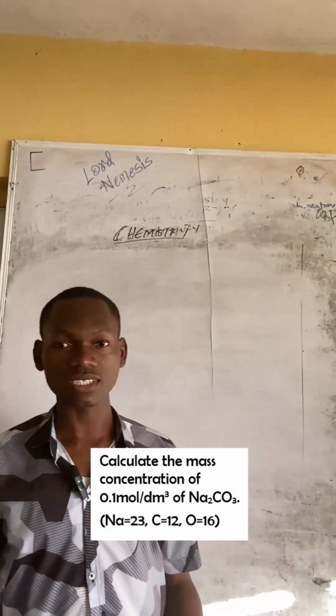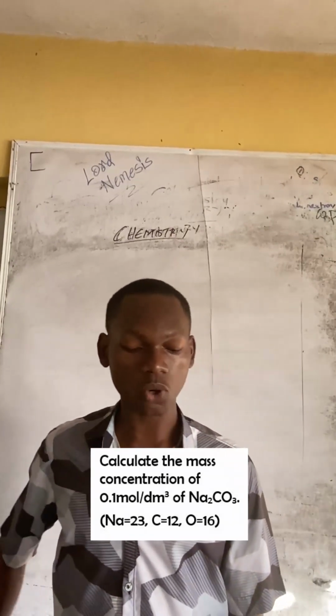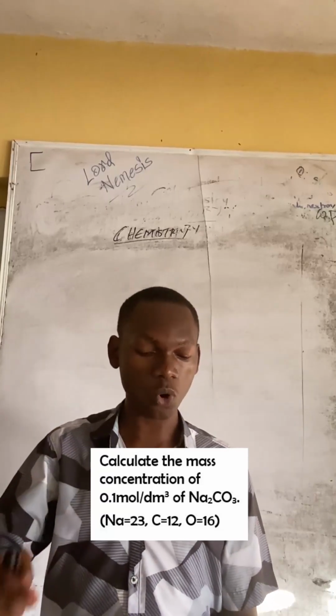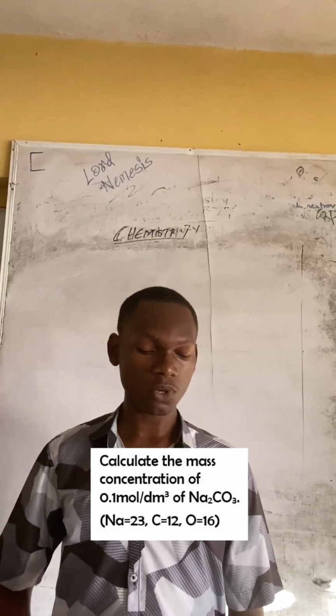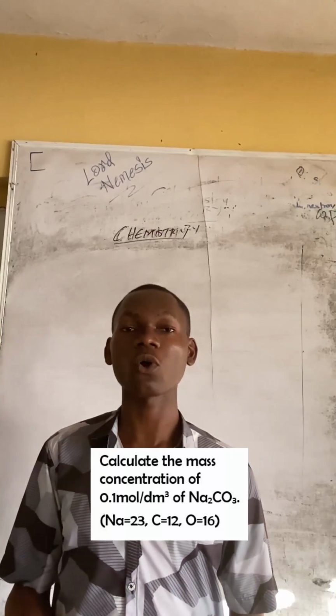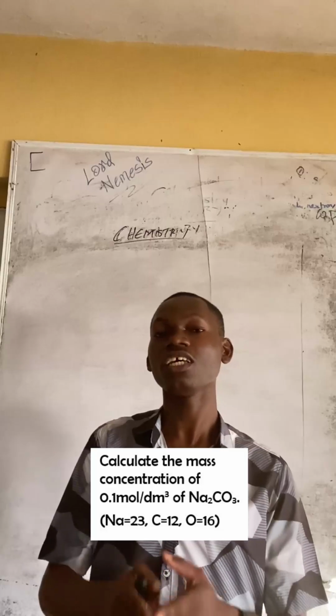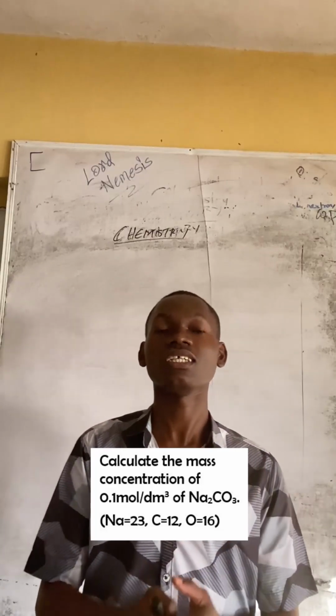Now, let's quickly consider this question. The question reads: calculate the mass concentration of 0.1 mole per dm cube of sodium carbonate, and we are given the mass numbers of sodium to be 23, carbon 12, and oxygen is always 16 gram per mole.